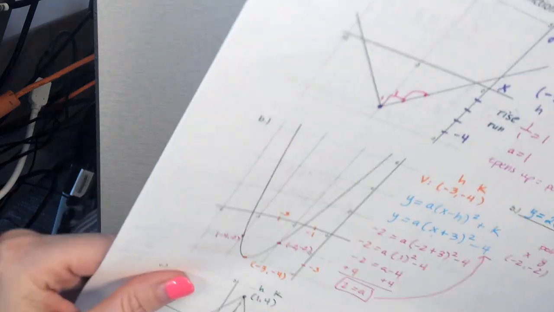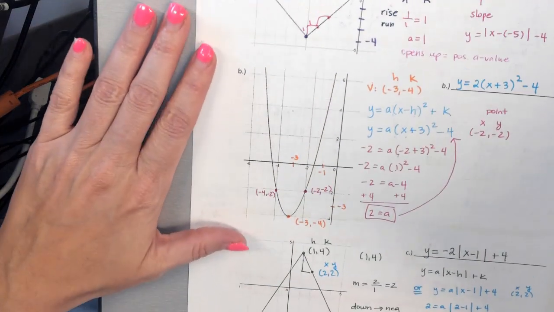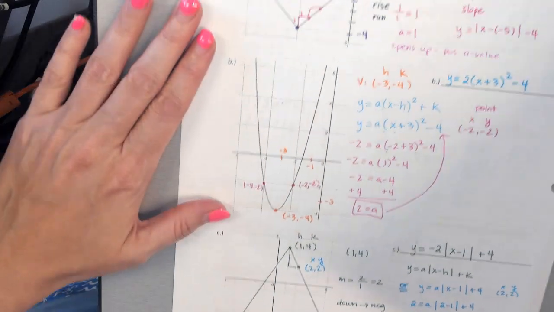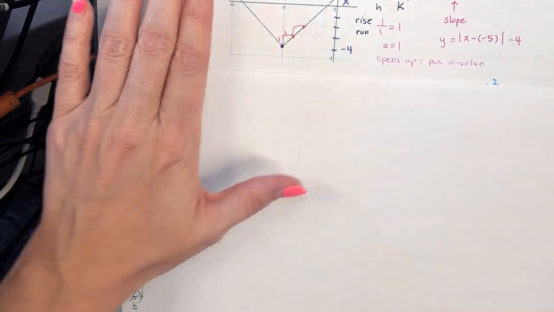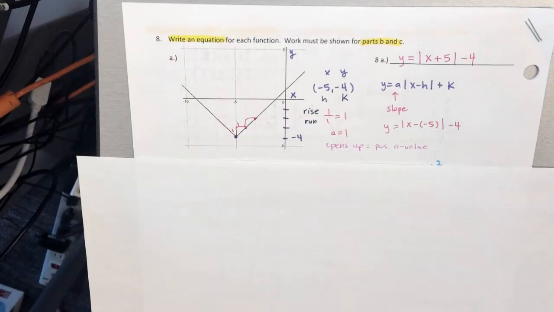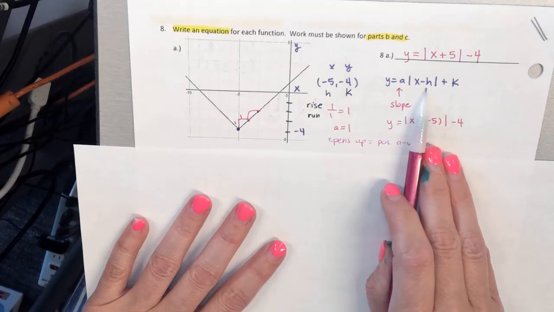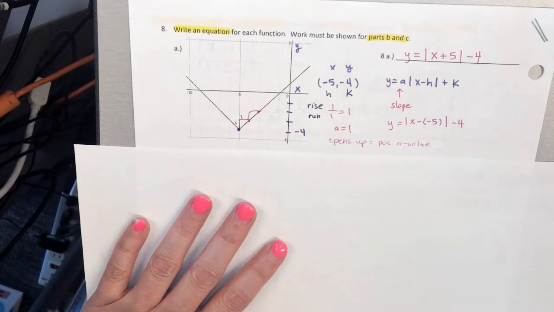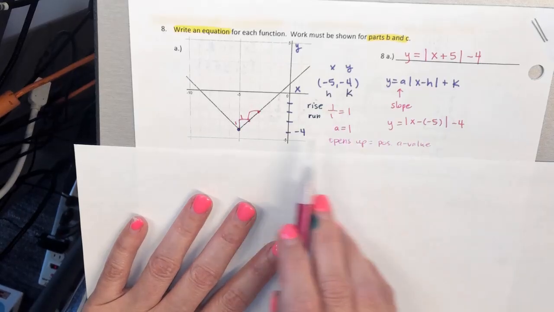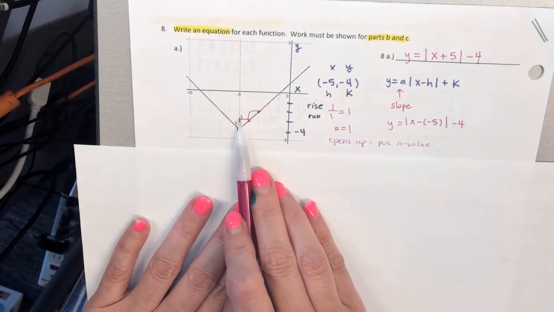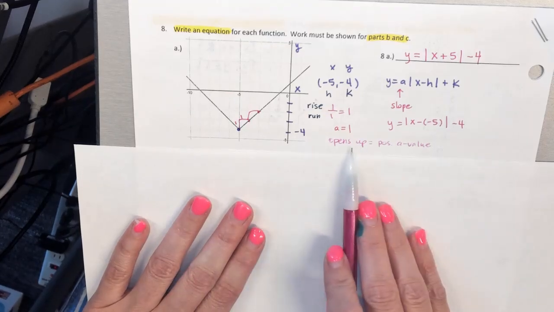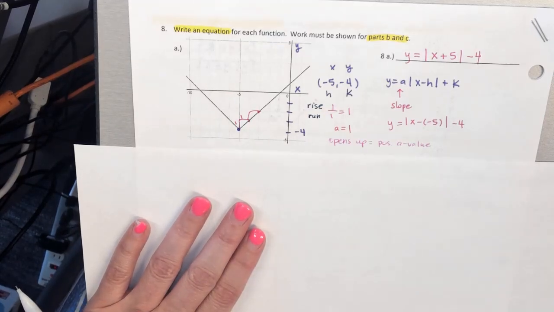Okay, on the back page, you're writing an equation. I said work has to be shown for parts B and C, and we'll talk about that. So I even have work for part A. You don't have to have all of that. You are going to find your vertex, your H and K. So -5, -4. You're going to plug in for H, the -5. For K, you're going to plug in the -4. To find your A value, you do the rise over the run. So this is up 1 over 1. And then it opens up if your A value is positive.